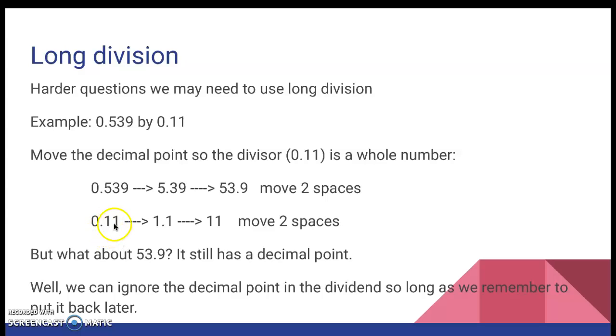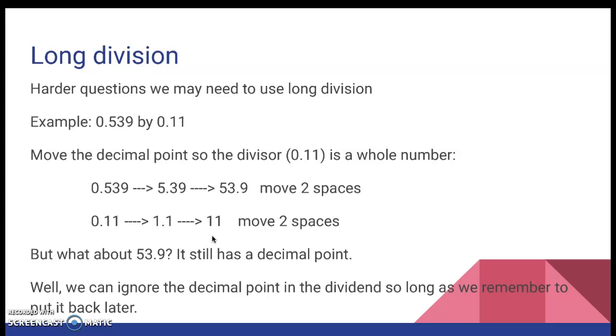So it's 1, 2, well, 1.1, then 1. It's 11. 1, 5.39, 1, 53.9. So what about 53.9? It still has a decimal point. It's a little bit confusing. It doesn't make a whole lot of sense. Well, to make it easier on everyone, we're going to ignore the decimal point in that dividend as long as you remember to put it back later.